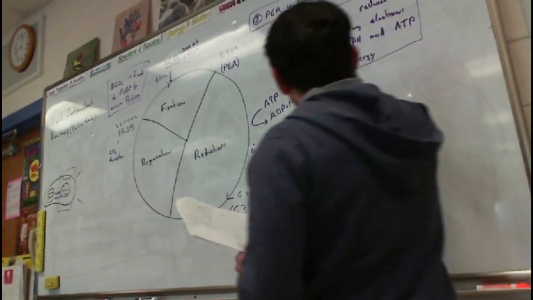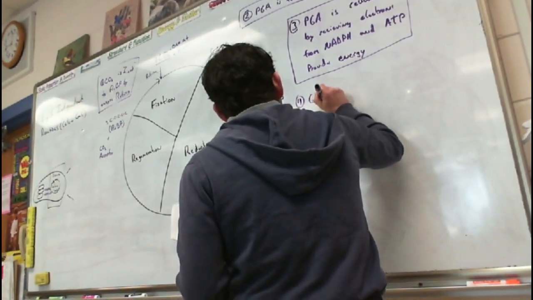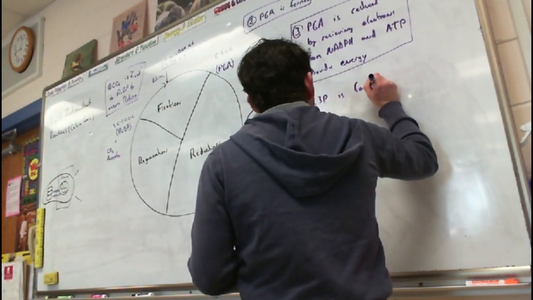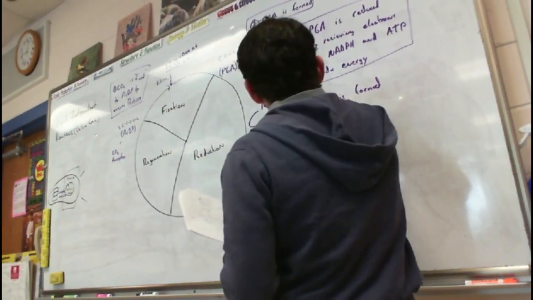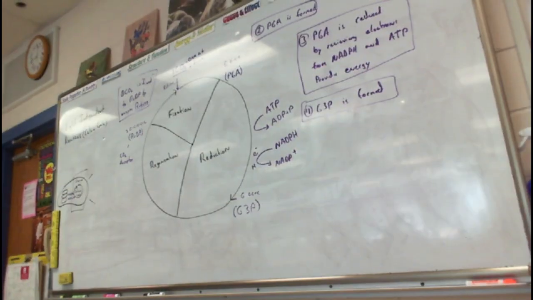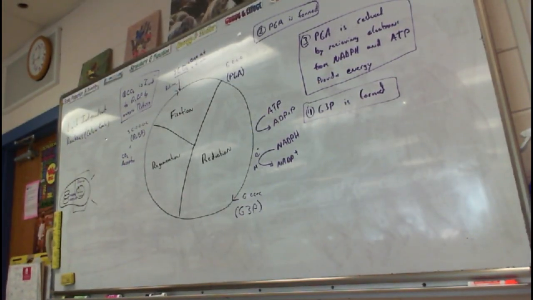So step 4, G3P is formed, and G3P has all that sunlight goodness energy in its bonds because it was created by the stuff that came from the light reactions.